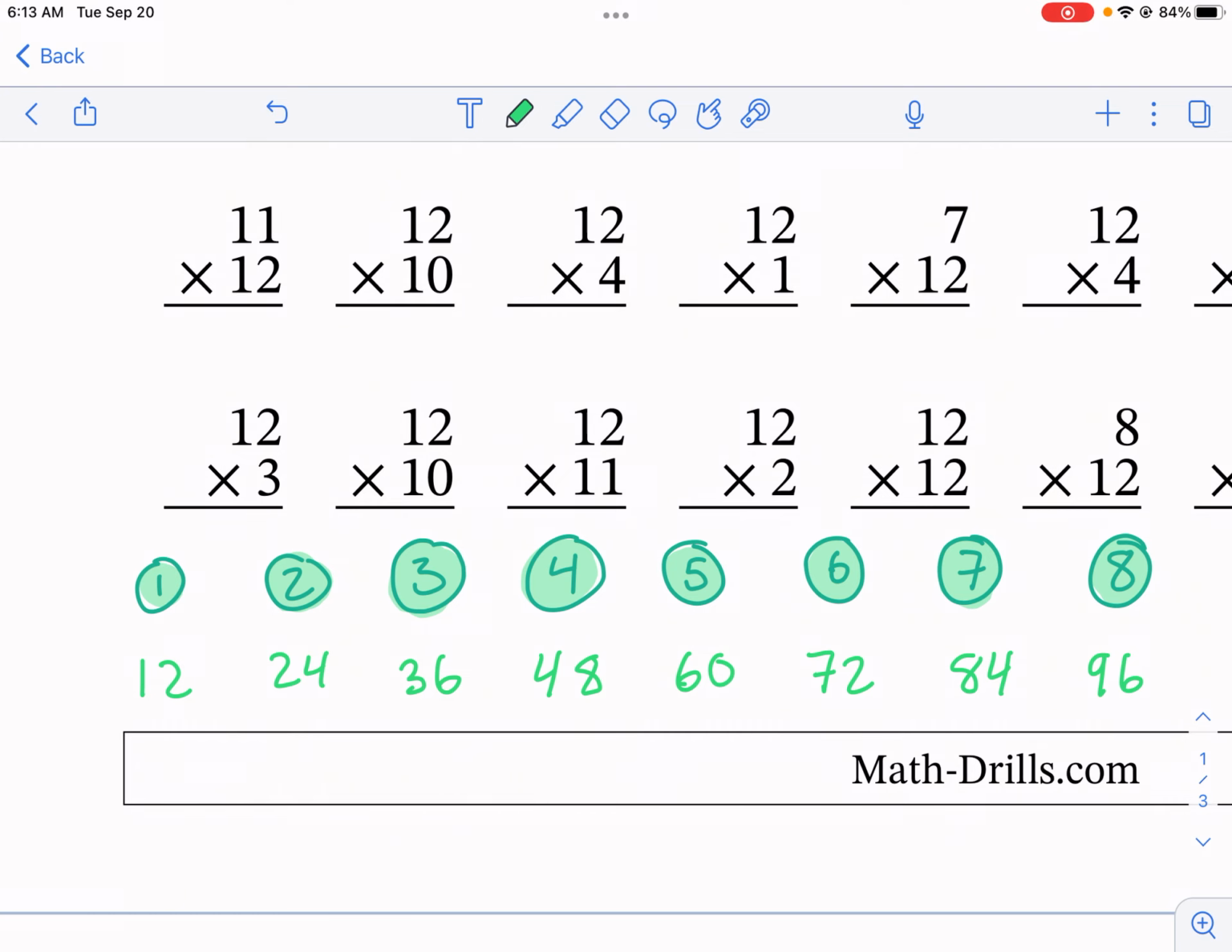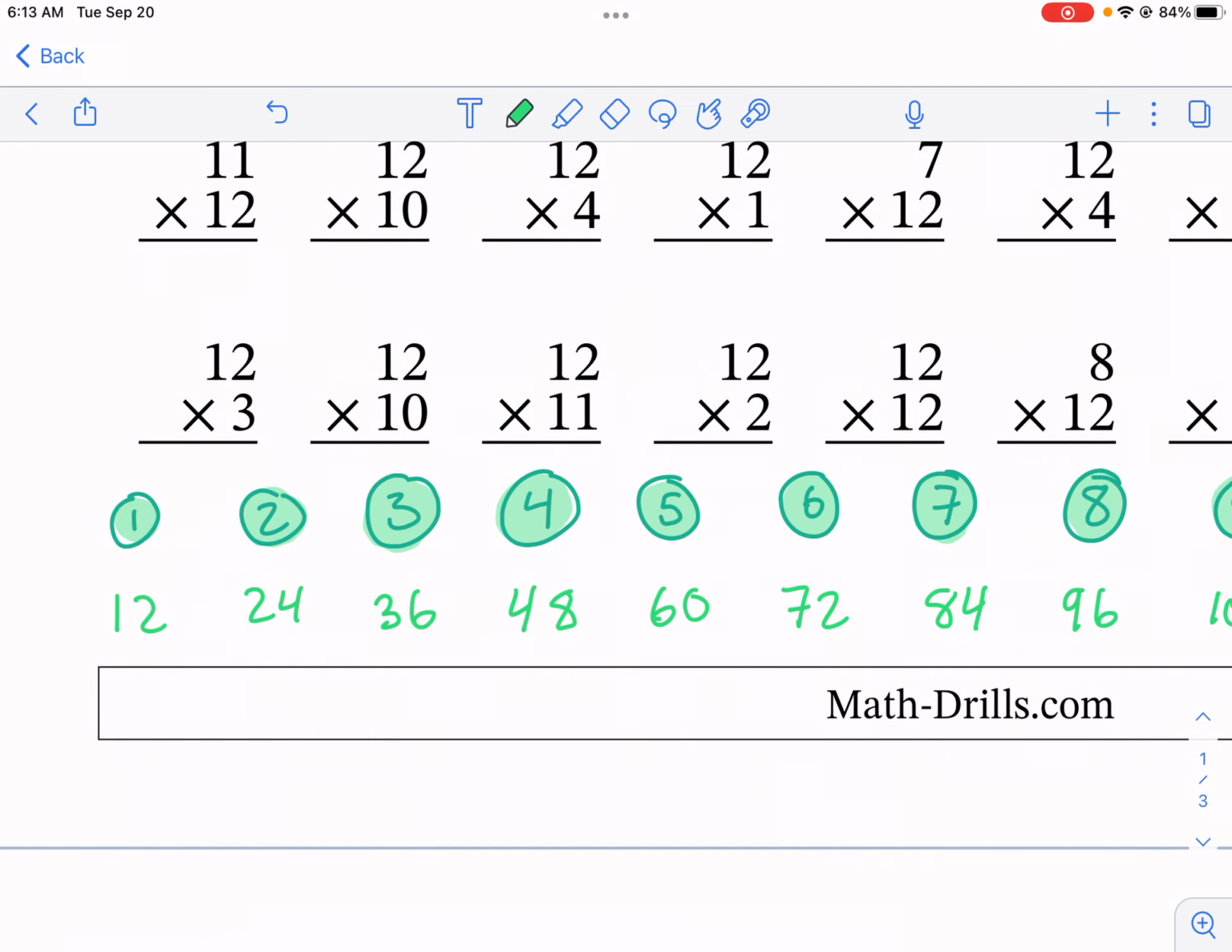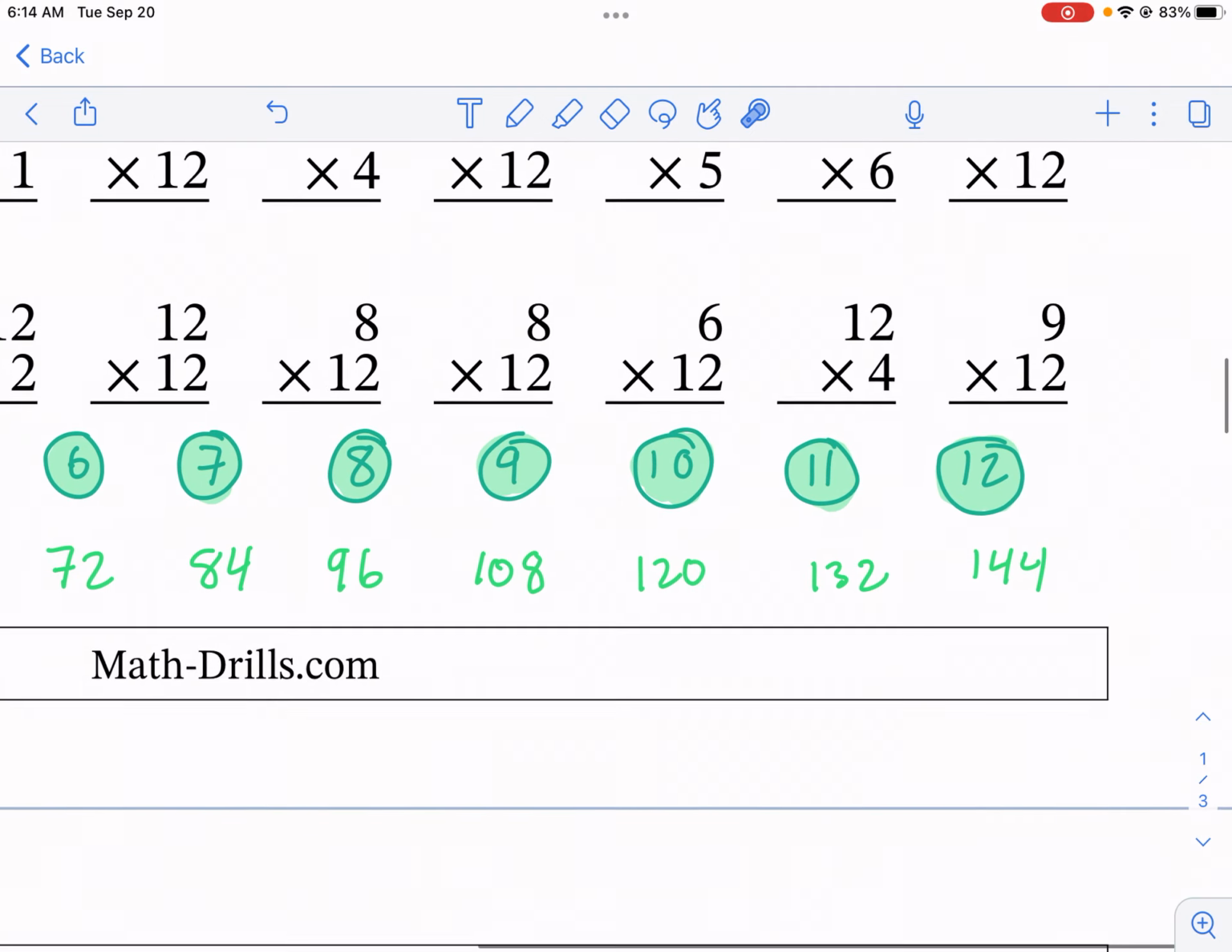So as you can see here, we have 1 times 12 is 12. Let me get my pointer. 2 times 12 is 24. Times 3 is 36. Times 4 is 48, and so on. So I have it all the way through 12.